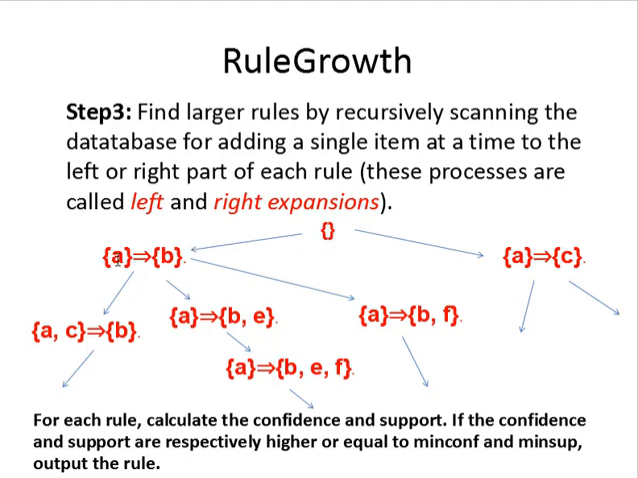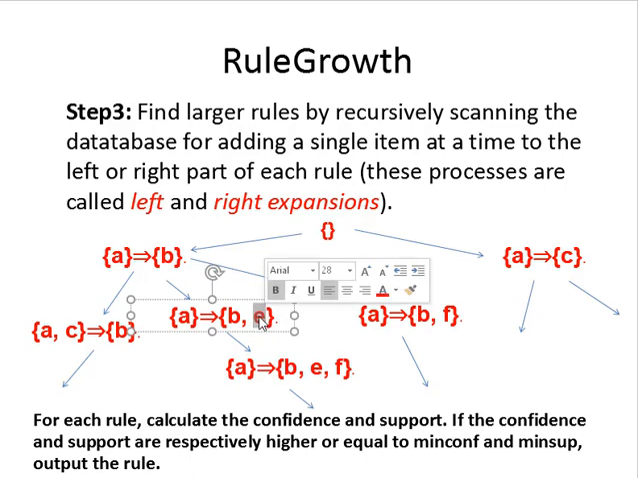Then if we have a rule like A followed by B, we can do a left expansion or a right expansion. If we have A followed by B, we can add an item to the left, like A, C followed by B. We add the C. Or we can add an item to the right. Here we add an E to the right. So to grow the rule, we have two choices. We start from the rules with two items. Then we can add more items to the left or more items to the right to find the larger rules.